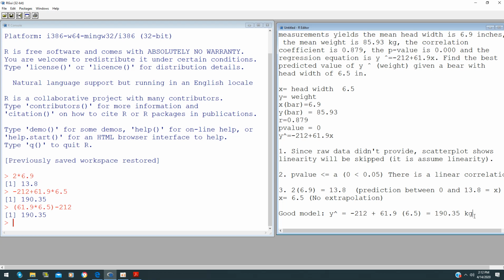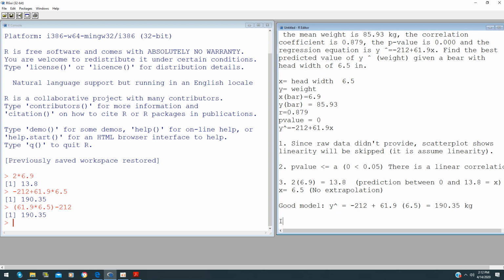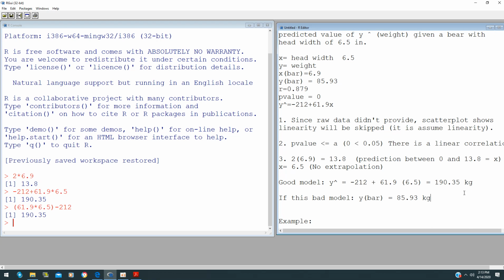Again, if this is a bad model, then your answer in this case will be y bar, which is given to us as 85.93 kilograms. So make sure you know when it's good or when it's bad. Again, this is a good model because we fulfill all 3 requirements. If one of these requirements is not fulfilled, then it's a bad model, and we have to use y bar.